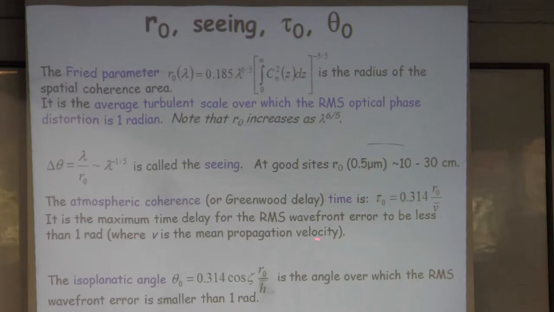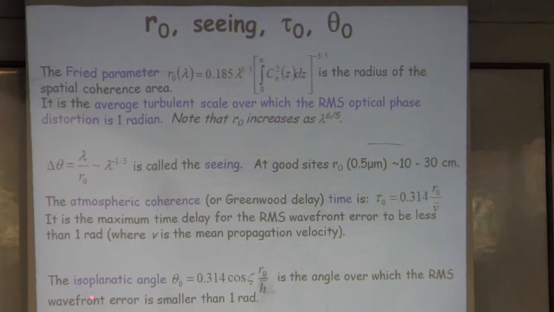There is also, of course, a time scale involved, because this is not a static picture. All of that is fluctuating with time, and the time over which this can be seen as constant is given by the coherence time. That also has to do with r0, but it also has to do with the wind speed, because the wind is blowing everything around. So this is our atmospheric coherence time.